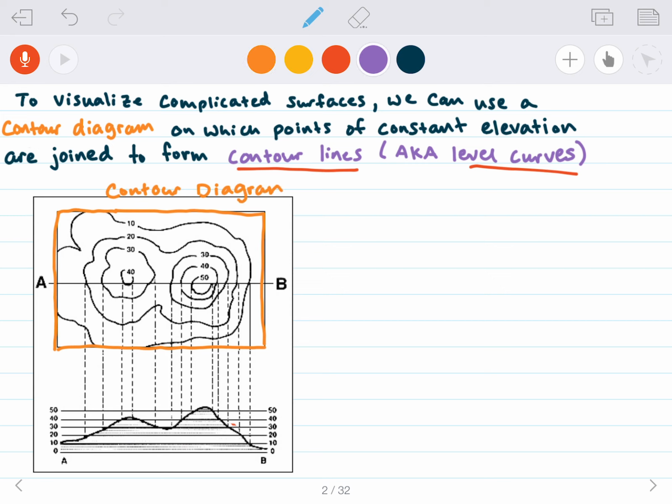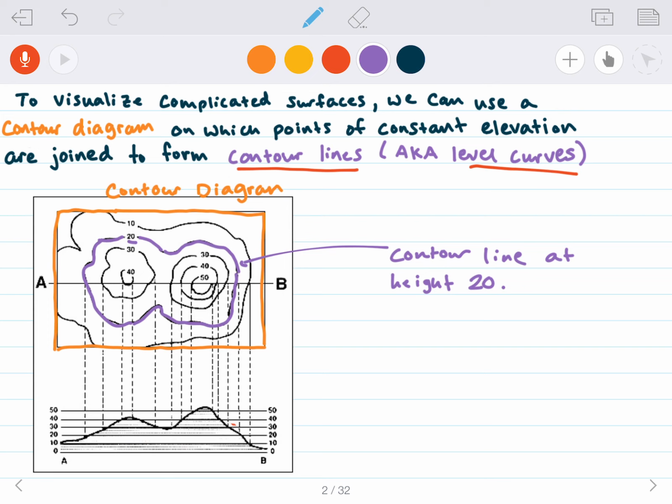For example, one of these circles is at elevation 20, noted by the 20 right there, and I can sketch around it. This is a level curve or a contour line, it means the same thing. A contour line at height 20. That means that anything that lies on this curve is at a height of 20. And we can see the projections here.